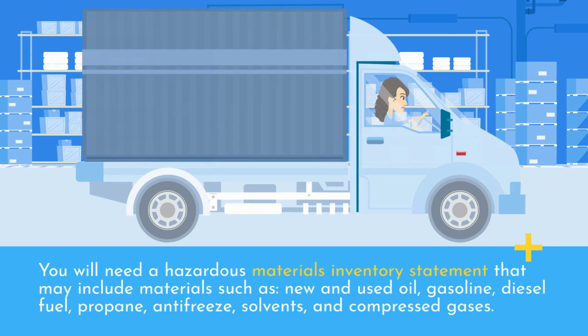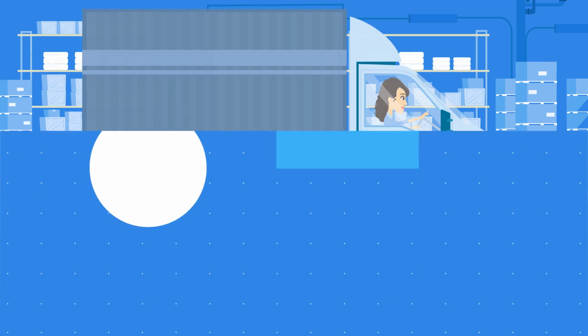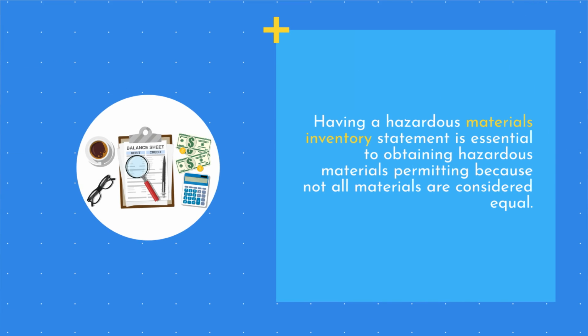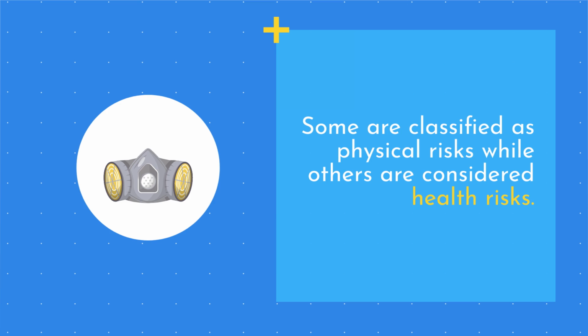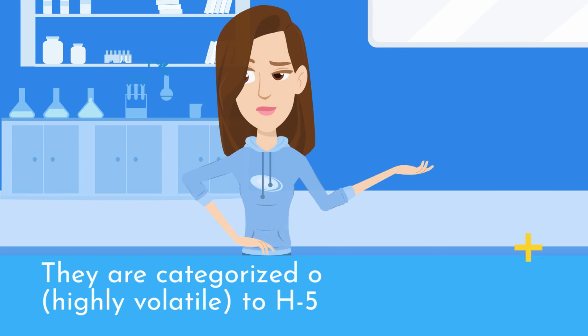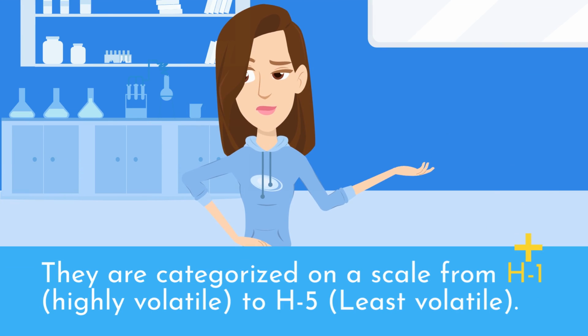You will need a hazardous materials inventory statement that may include materials such as new and used oil, gasoline, diesel fuel, propane, antifreeze, solvents, and compressed gases. Having a hazardous materials inventory statement is essential to obtaining hazardous materials permitting because not all materials are considered equal. Some are classified as physical risks while others are considered health risks. They are categorized on a scale from H1, highly volatile, to H5, least volatile.